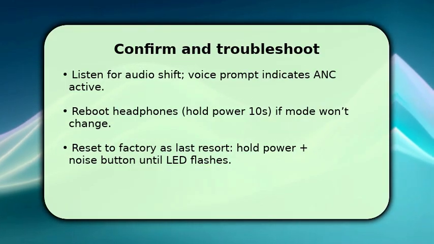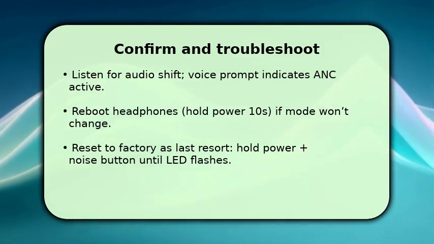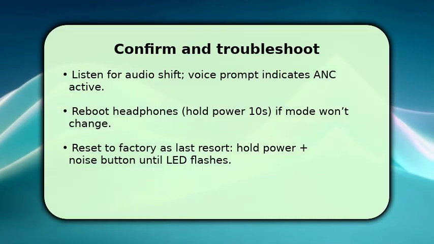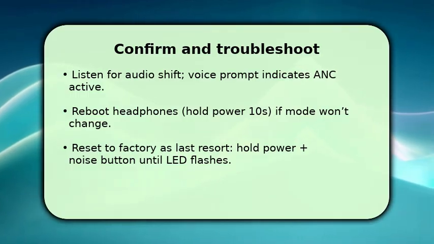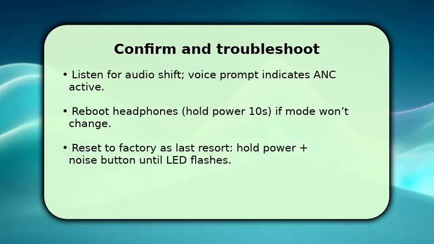If transparency mode stubbornly returns, power cycle the headphones by holding the power button for 10 seconds, then retry toggling. If problems persist, reset the unit by holding power plus the noise control for the specified LED pattern, then repair. This reset often clears firmware glitches that prevent mode switching.